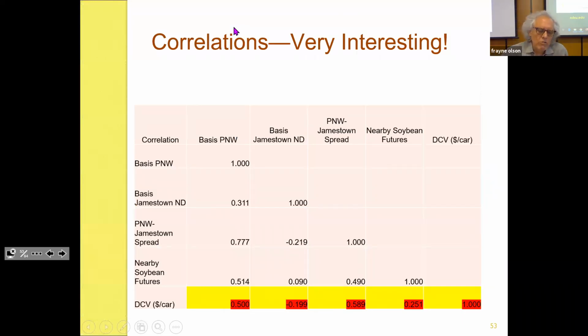This shows the correlation between these crucial values. So this is a highlight down below. This is the correlation between the secondary market value and the basis at PNW, which is 0.5. And then this is the correlation between the basis at Jamestown and the secondary market value, minus 0.19. So what this says is that when secondary market values go up, it has a negative impact on the basis in Jamestown and a larger positive impact on the bases at Pacific Northwest.